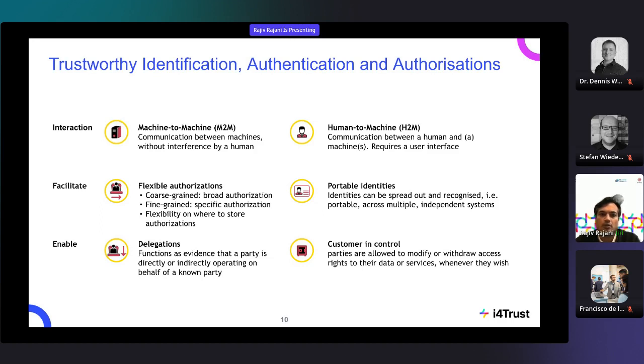However, in order to share any data, you can logically talk about it in two steps. The first step is, before you share the data, you want to identify, authenticate, and authorize, check the authorizations of the party with whom you want to share the data. And then the actual data sharing follows. So what elements, or how iSHARE enables these aspects, is what we see on the screen. We support different interaction models, so machine to machine and human to machine. We'll look at these flows in detail.